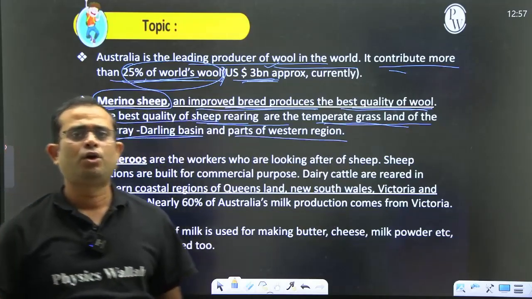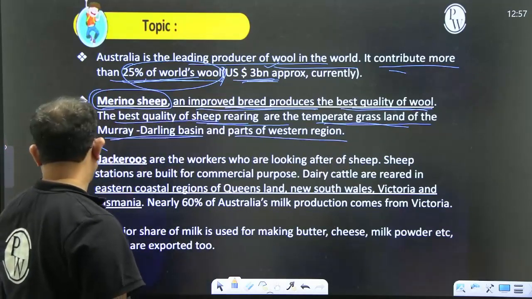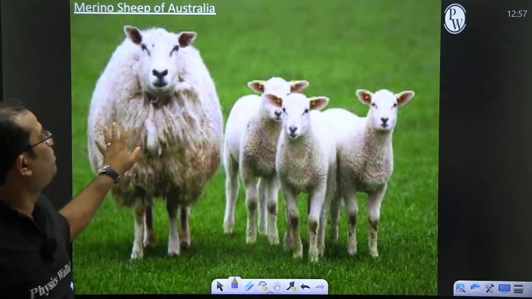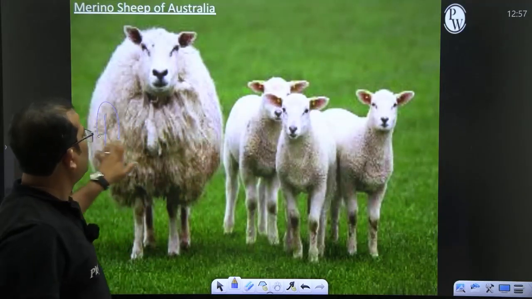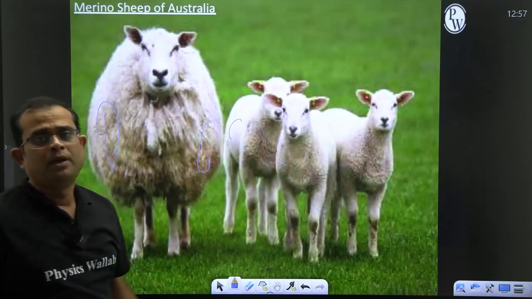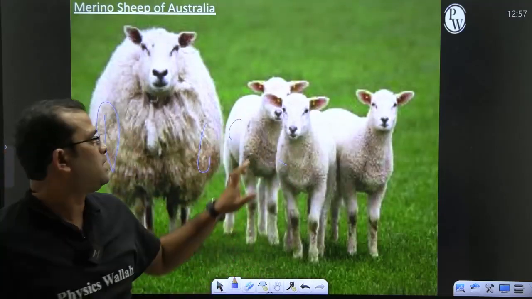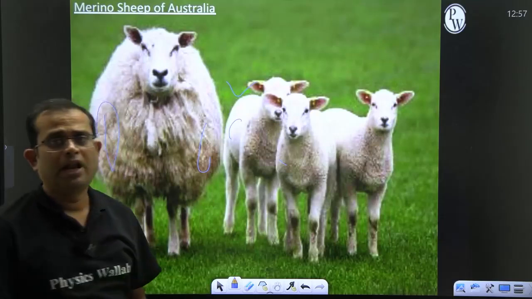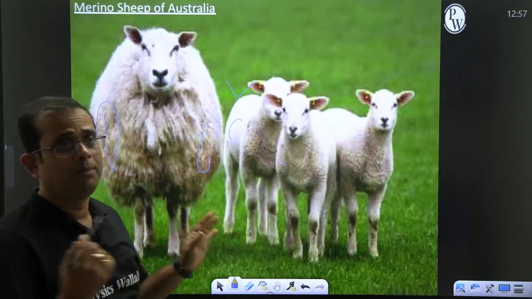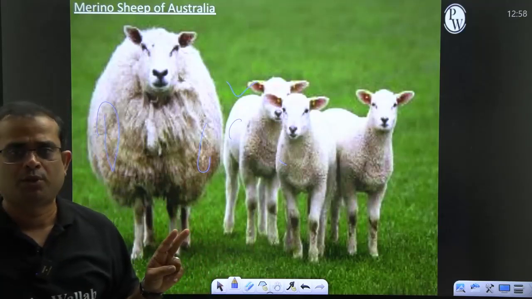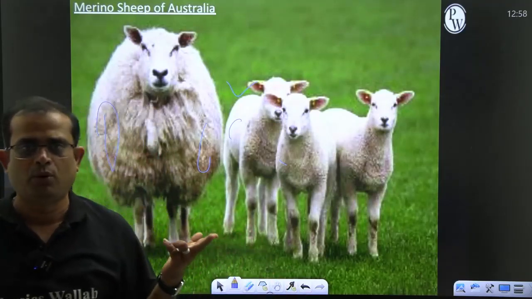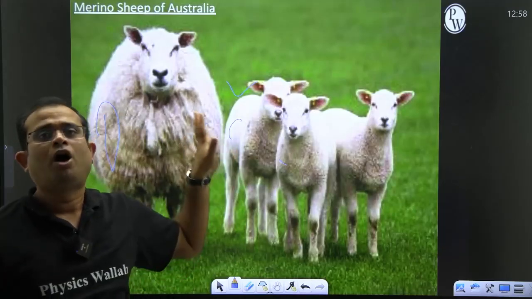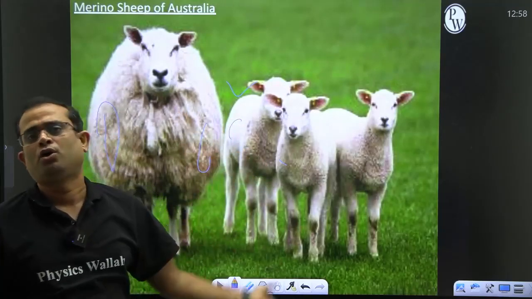That is the merino sheep. Look here, these are merino sheep, a very improved variety, and their wool is commercially important. These are called lambs, and lambs in Australia are grown for two purposes: one is their meat, and the second is their wool production. So these merino varieties are improved varieties, commercially grown for meat and wool.